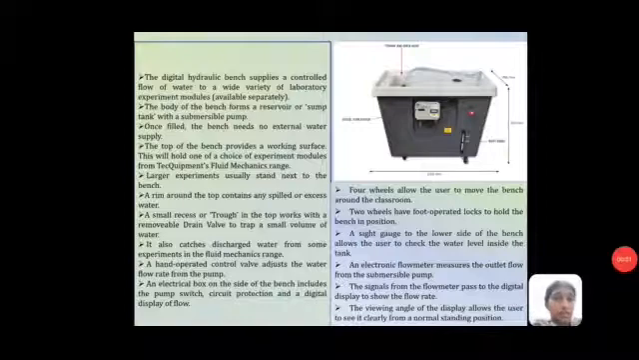Here you can see the digital hydraulic bench. It supplies a controlled flow of water to a wide variety of laboratory experiment modules. The body of the bench forms a reservoir, the sump tank, with a submersible pump.